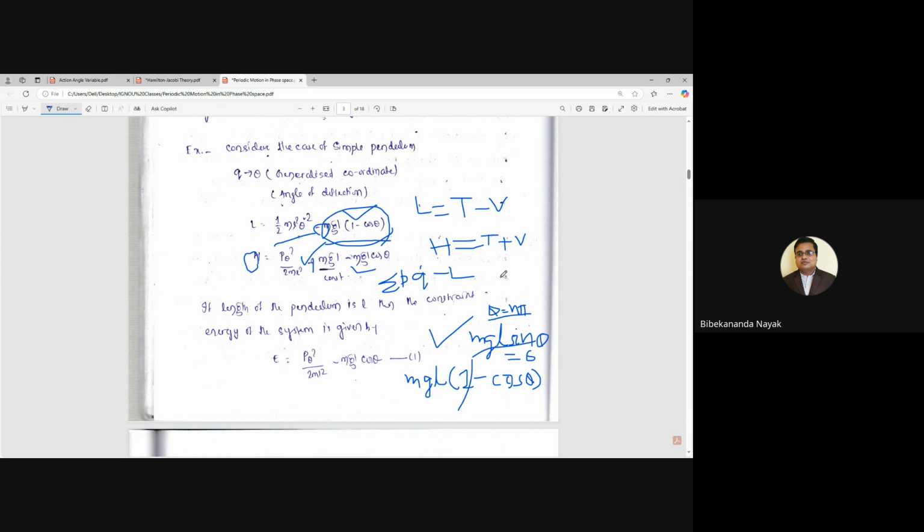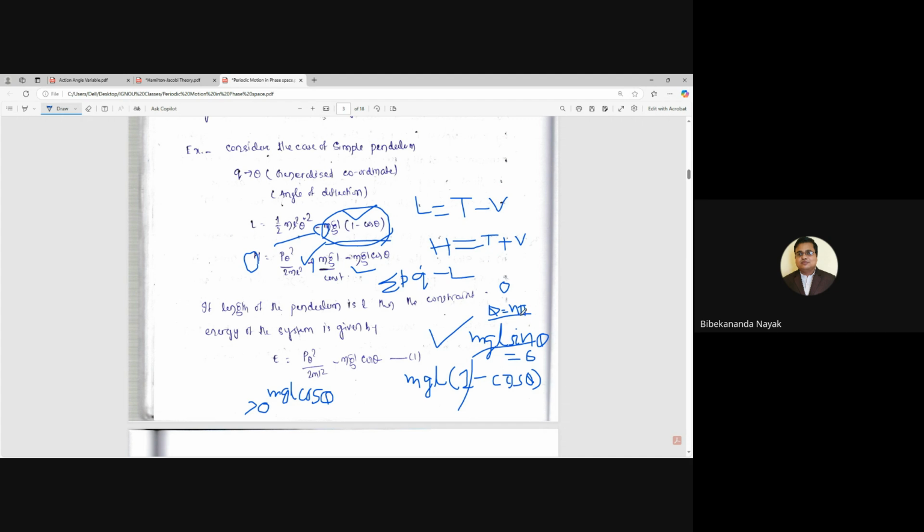Now check the equilibrium point. When theta is equal to 0, what is the value of the second derivative? The second derivative is mgl cos theta. Theta is equal to 0, so cos theta is equal to how much? 1. So it is mgl, greater than 0. So it is a stable equilibrium point.